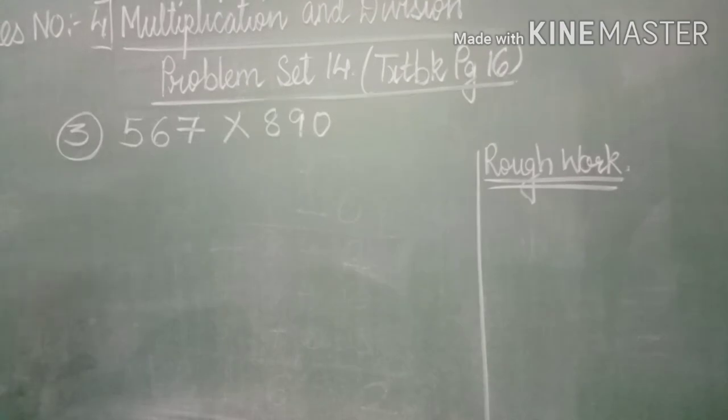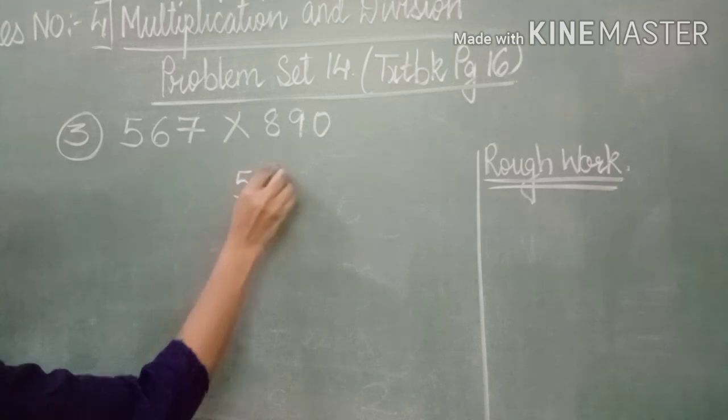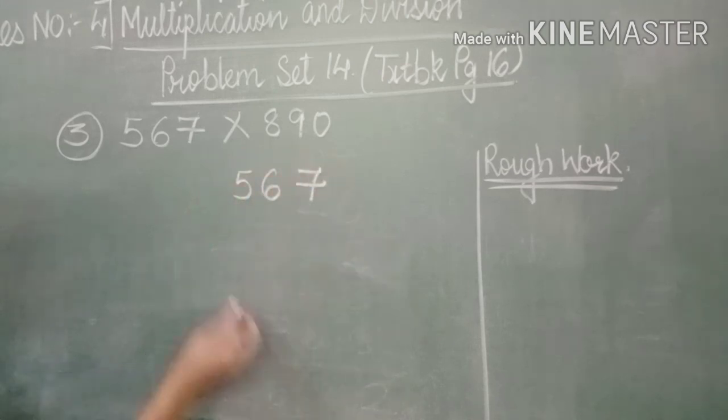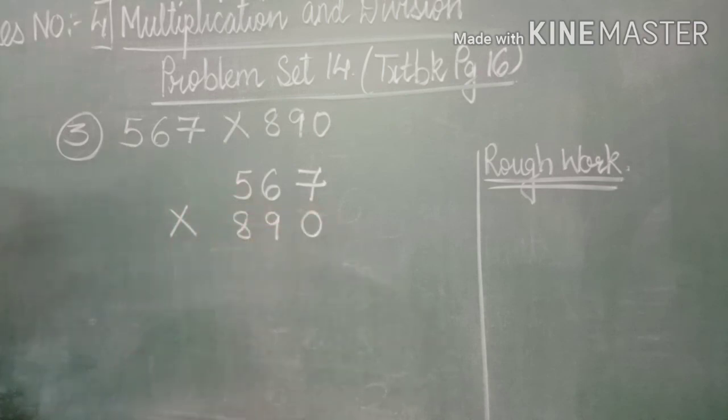Now students, let's have the third sum. Third sum is 567 into 890. Let's start calculating. This is 567. The cross sign means the multiplication sign, into 890. First, we are going to do the calculation for 0. This is the units place. 0 sevens are 0. 0 sixes are 0. 0 fives are 0.